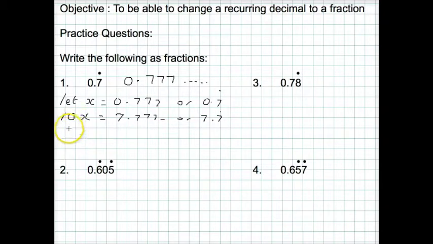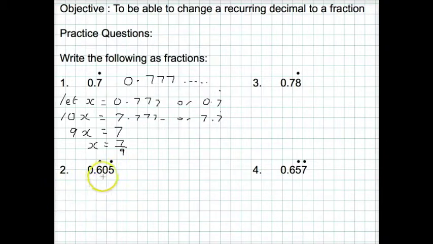Now I can take x away from 10x to leave me with 9x. And if I take the 0.7 recurring away from the 7.7 recurring, I'm just left with 7. Then all that remains is to divide both sides by 9, and I'm left with x equal to 7 over 9, or 7 ninths. So 0.7 recurring is the same as 7 ninths as a fraction.